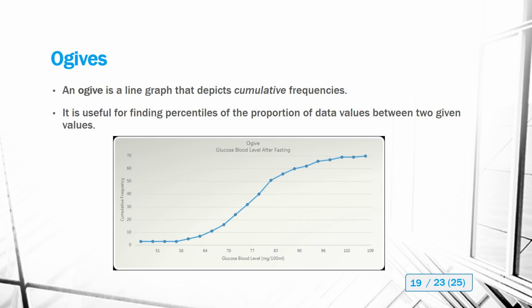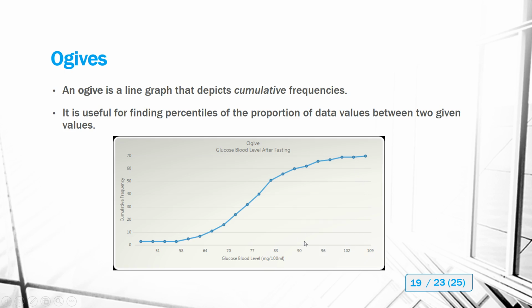Ogives are really useful for letting us know what portion of the data set is in which part of the data set. So here, in this particular example, we're looking at an ogive for glucose blood level after fasting. The bulk of my data, which is represented by the area underneath the curve, is over here at the end. The bulk of my data is going to be over on this side of the graph.